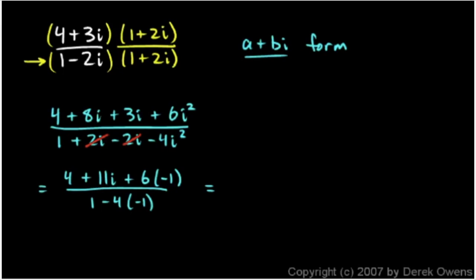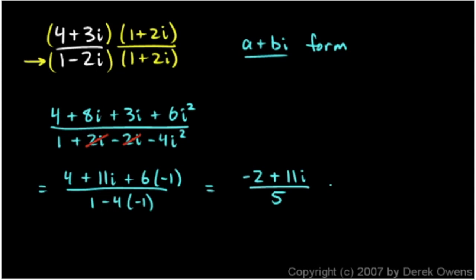So let's work with this just a little bit more. Up top, this 6 times a negative 1 is negative 6, and that can be combined with the 4. So I have 4 minus 6. That gives me a negative 2 plus 11i. And then on the bottom, I have 1 minus negative 4, or 1 plus 4, which is just 5. So I've simplified it a lot.